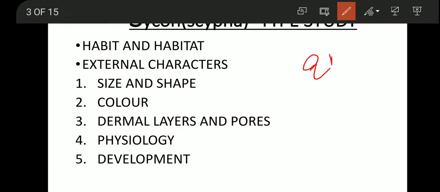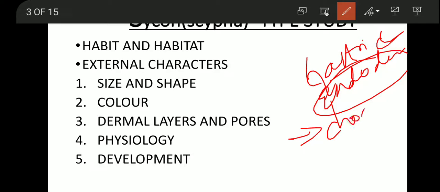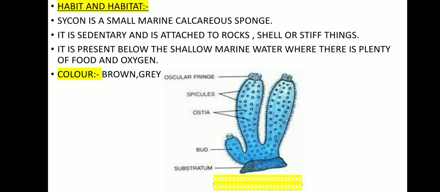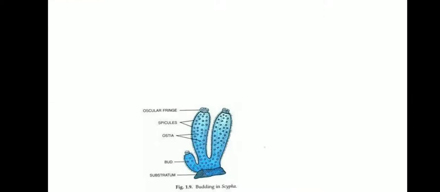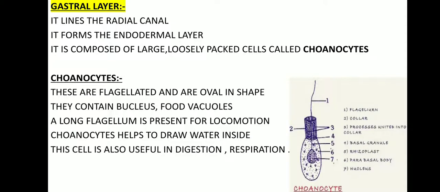And the last one is the gastric layer, or endodermis. It is the inside layer. The inner layer is called endodermis. The cells of the endodermis are called choanocytes. What is the function of choanocytes? They carry out respiration and digestion.